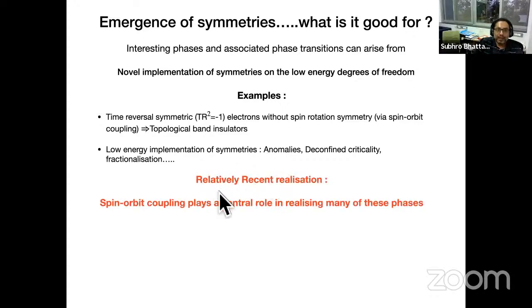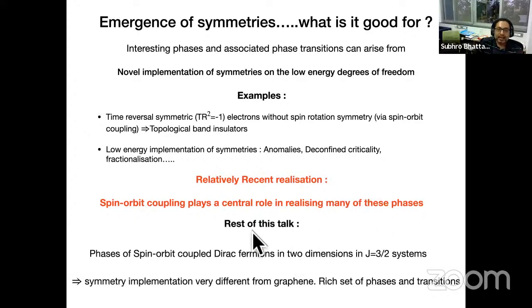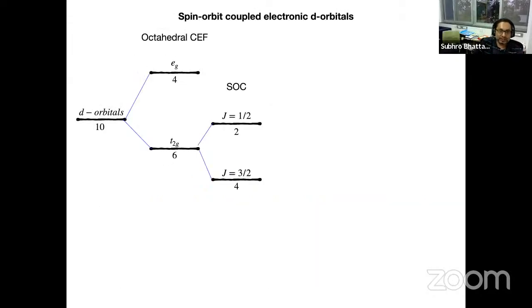More exotic examples include anomalies in condensed matter physics, deconfined criticality, and fractionalization of quantum numbers, etc., where the implementation of symmetry is quite novel. So the relatively recent realization is that spin-orbit coupling plays a central role in many of these phases. In the rest of the talk, I'll give you an example of a J equal to 3/2 system in 2 dimensions. The symmetry implementation, as I'll show, is very different from graphene, even though it is on a honeycomb lattice, and gives rise to a rich set of phases and possible phase transitions.